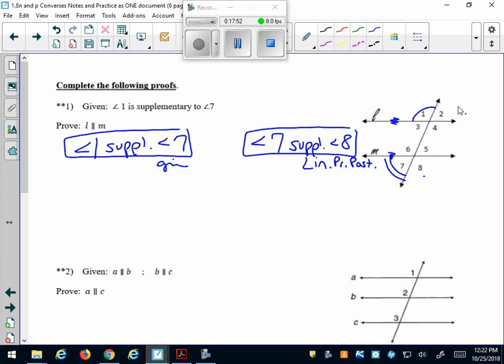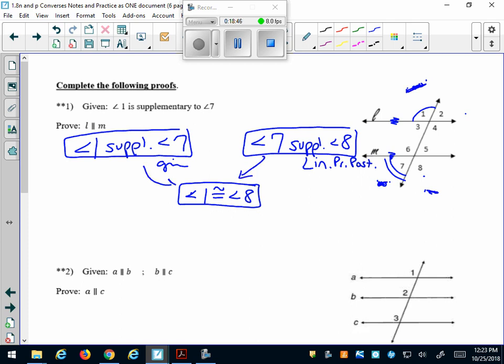1 is supplementary to 7. 8 is supplementary to 7. Anna? Try that again. 1 is supplementary to 7, and 8 is also supplementary to 7. So what does that make 1 and 8? Congruent, right? So angle 1 is congruent to angle 8. If you think of numbers, like let's pretend this is 100 degrees, this must be 80, right? Well, if 8 is supplementary to 7 and 1 is supplementary to 7, then 1 and 8 must both be 100 degrees, right? So it makes sense that they're congruent to each other.